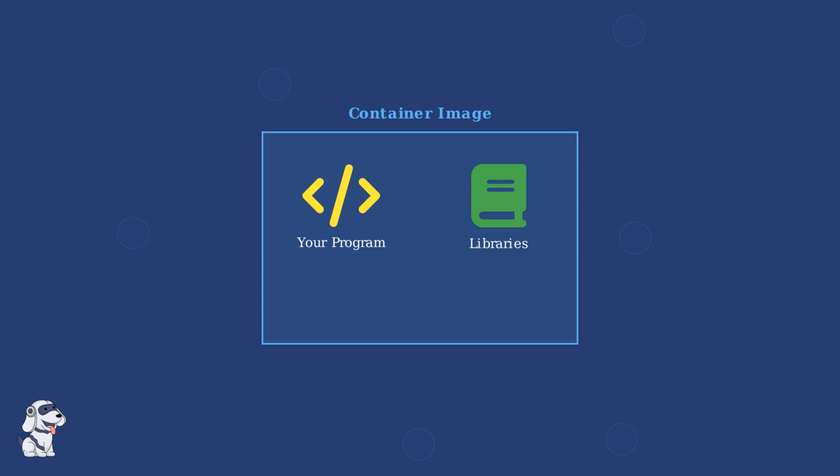But your program can't run by itself. It needs libraries. These are pre-written code modules that provide additional functionality your application depends on. The container image also includes static assets like images, style sheets, or data files that your application needs to function properly. Finally, it contains configuration files that tell your application how to behave in different environments and situations.